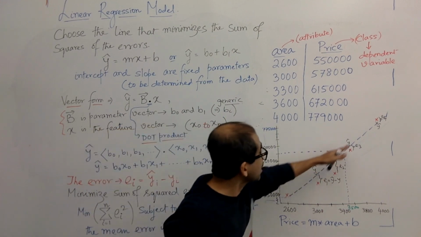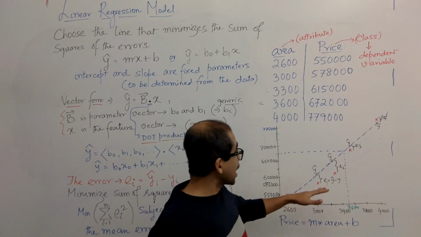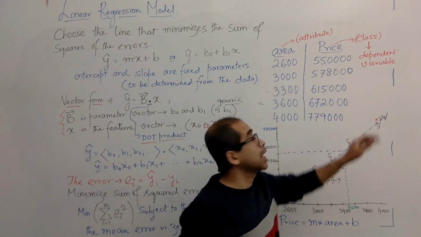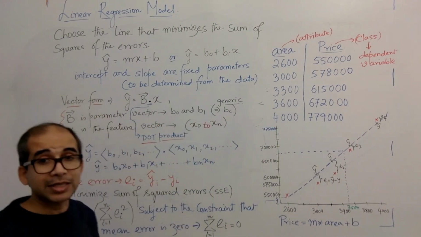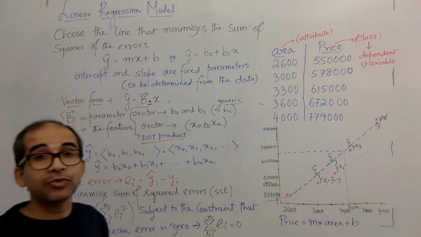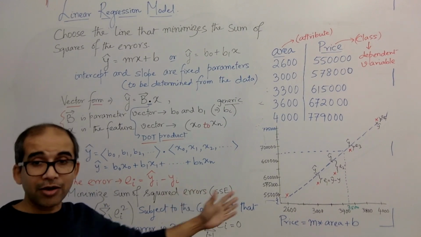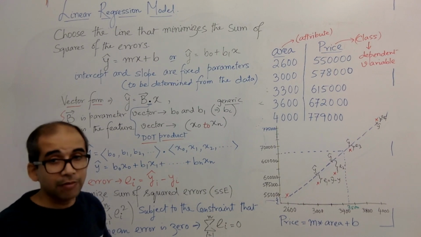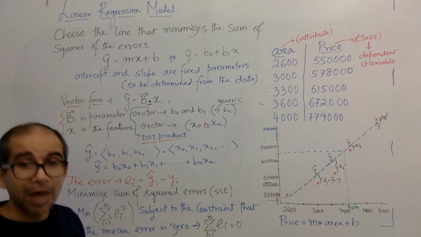And for every point on the continuous line, you can calculate the errors E1, E2, E3 up to Ei. And then how we find the best line is: we choose the line that minimizes the sum of the squares of the errors. All these errors I explained, we minimize them by adding the sum of the squares of the errors and then minimizing that.